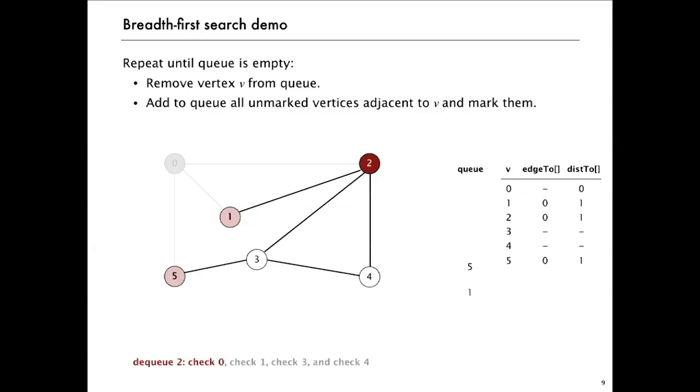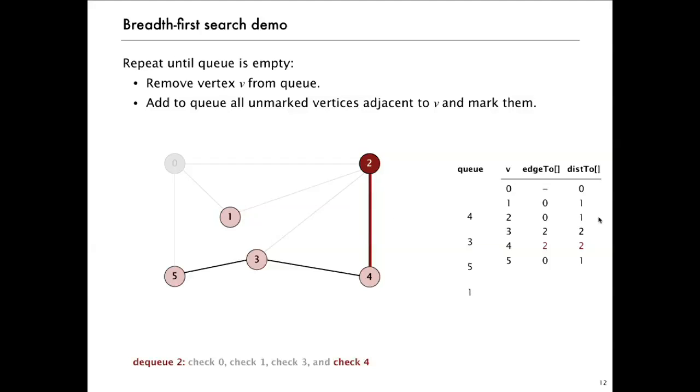To process 2, we have to check 0, 1, 3, and 4. We check 0, that's already marked, so we don't do anything. We check 1, that's also already marked, so we don't do anything. In fact, it's on the queue. We check 3, and that one is unmarked, so we mark it and add it to the queue. And then we check 4, that one's unmarked, so we mark it and add it to the queue.